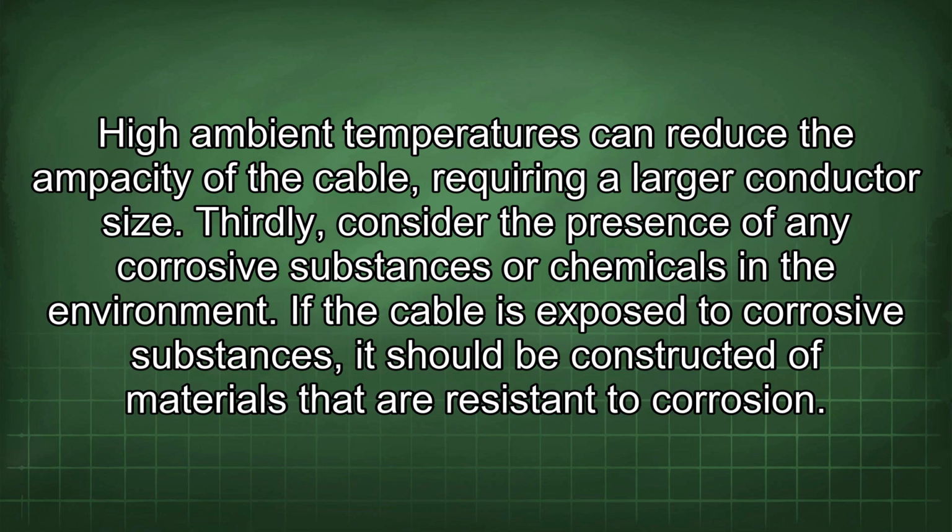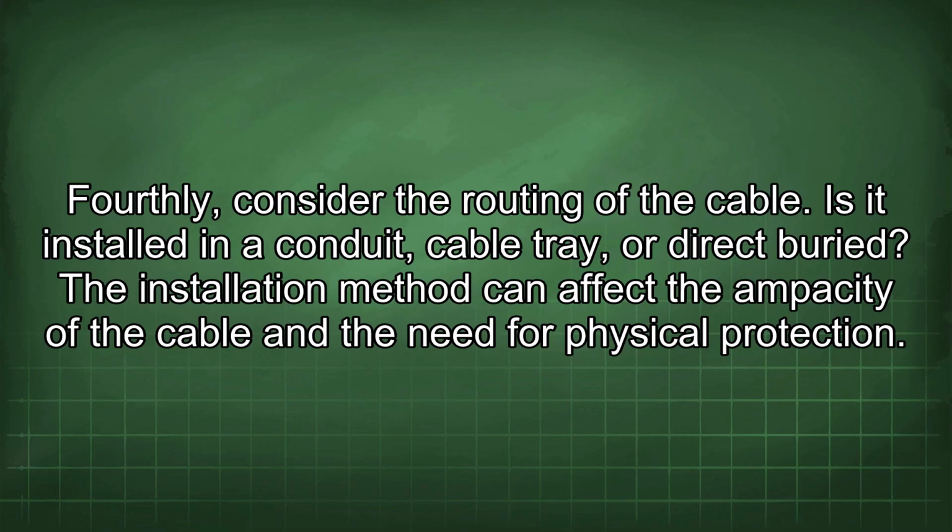Thirdly, consider the presence of any corrosive substances or chemicals in the environment. If the cable is exposed to corrosive substances, it should be constructed of materials that are resistant to corrosion. Fourthly, consider the routing of the cable. Is it installed in a conduit, cable tray, or direct buried? The installation method can affect the ampacity of the cable and the need for physical protection.